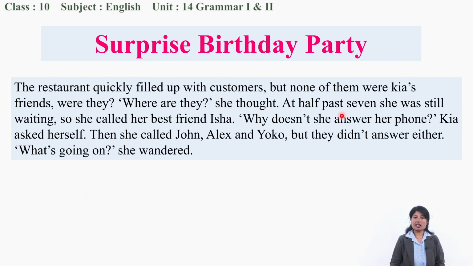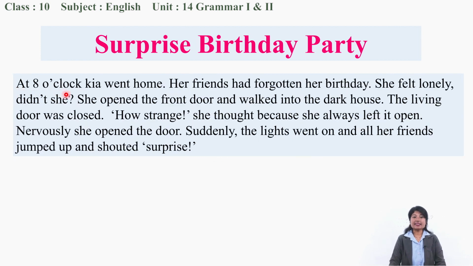She thought at 7:30 she was still waiting. So she called her best friend Isa. "Why doesn't she answer her phone?" Kia asked herself. Then she called John, Alex and Yoko, but they didn't answer either. "What's going on?" she wondered. Let's continue the story. At 8 o'clock, Kia went home. Her friends had forgotten her birthday. She felt lonely, didn't she?